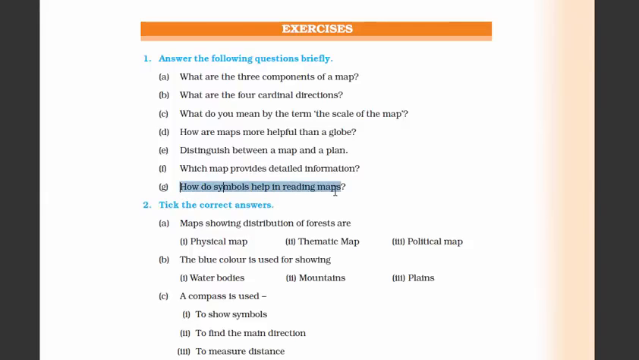Last question, how do symbols help in reading maps? Symbols are very crucial in reading map. Think of it this way, you go to a place and you don't know the language, you don't know anyone. Symbols help you in identifying the place. For example, by looking at the building symbol, you can figure out what are the religious institutions, what are the government institutions. By looking at the road symbol, you can figure out whether it's a metal road or an unmetal road. And by looking at the railway symbols, you can figure out where is the platform and where are the trains going. So this is how symbols help in reading map.